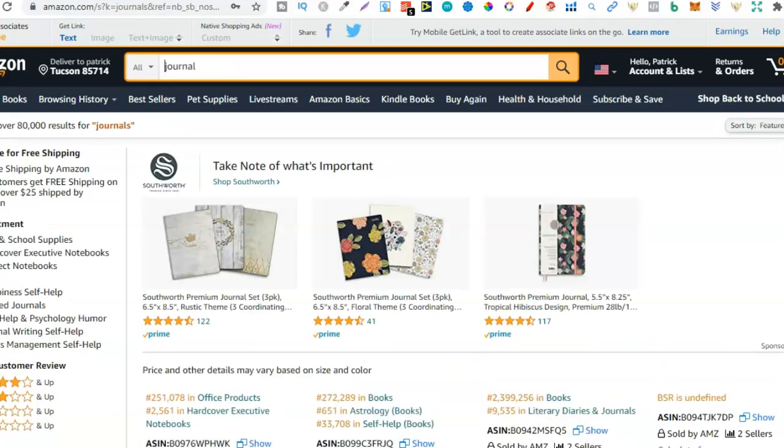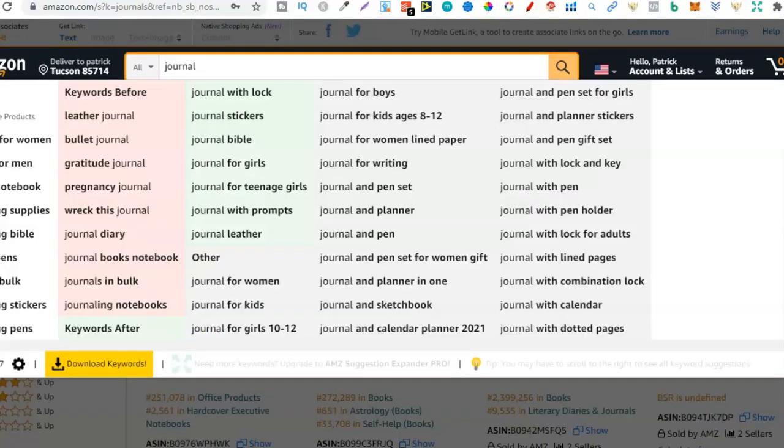The second one is journals, again because there are thousands of niches for journals. Once you really understand and grasp this idea, you'll realise that there are far too many niches for you to actually publish in.